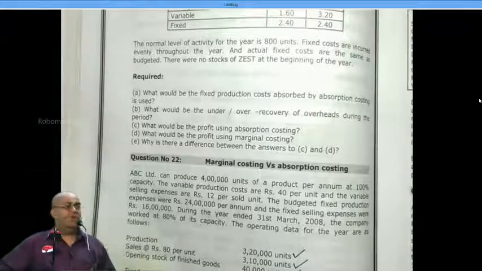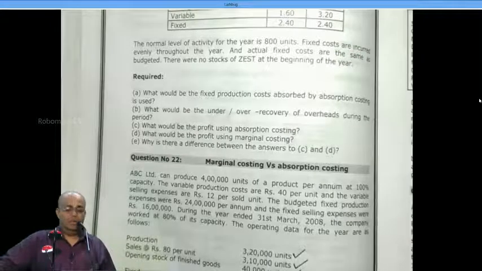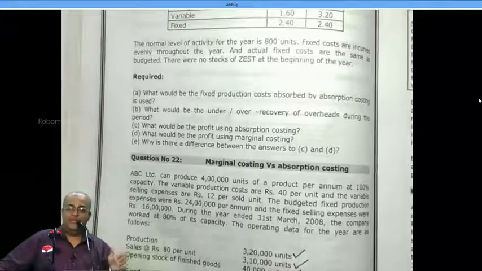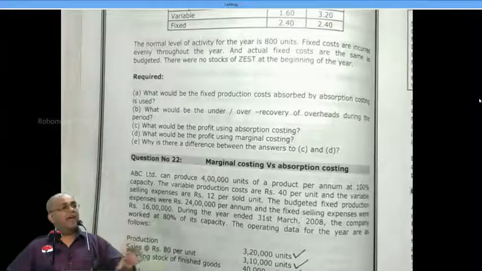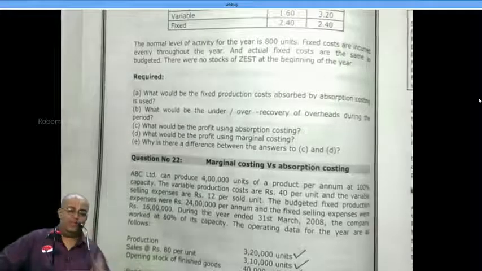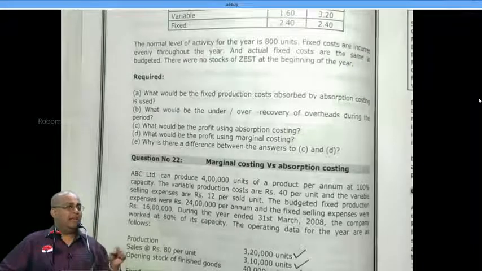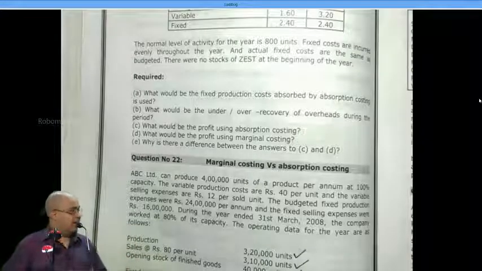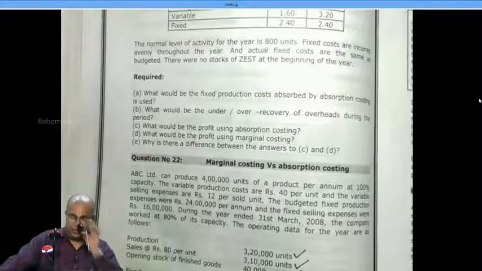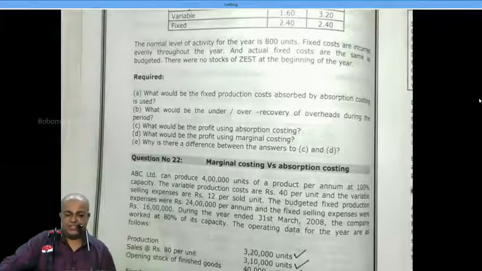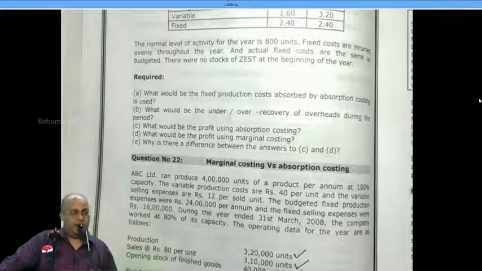Can I proceed? Write down: absorbed overheads is equal to AO into SR, actual output into standard rate. AO means actual output produced, not sold, because all units produced absorb overheads whether they are sold or not. So it is 3,20,000 units into 6 rupees, the fixed overhead I absorb per unit. 3,20,000 units into 6 rupees is equal to 19,20,000.